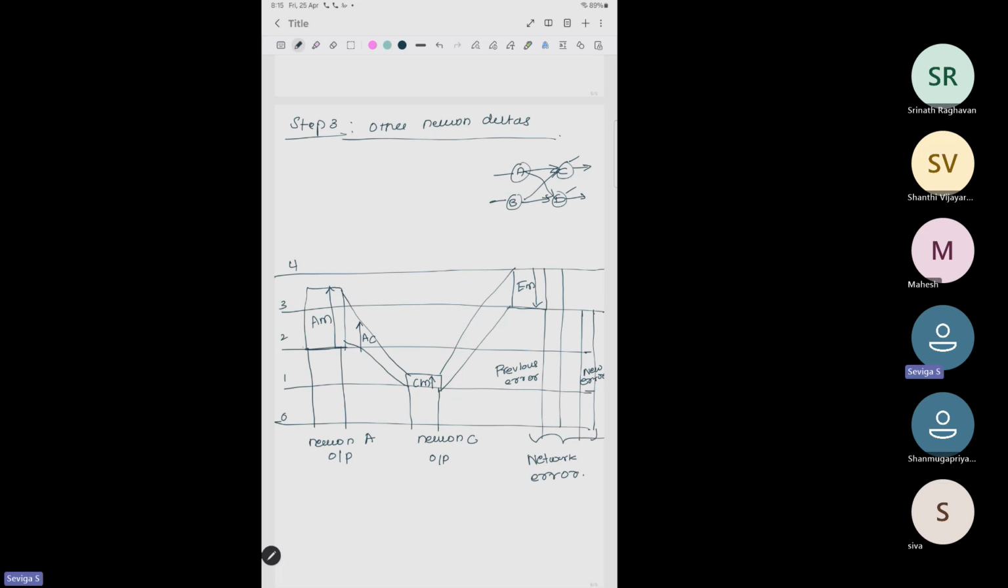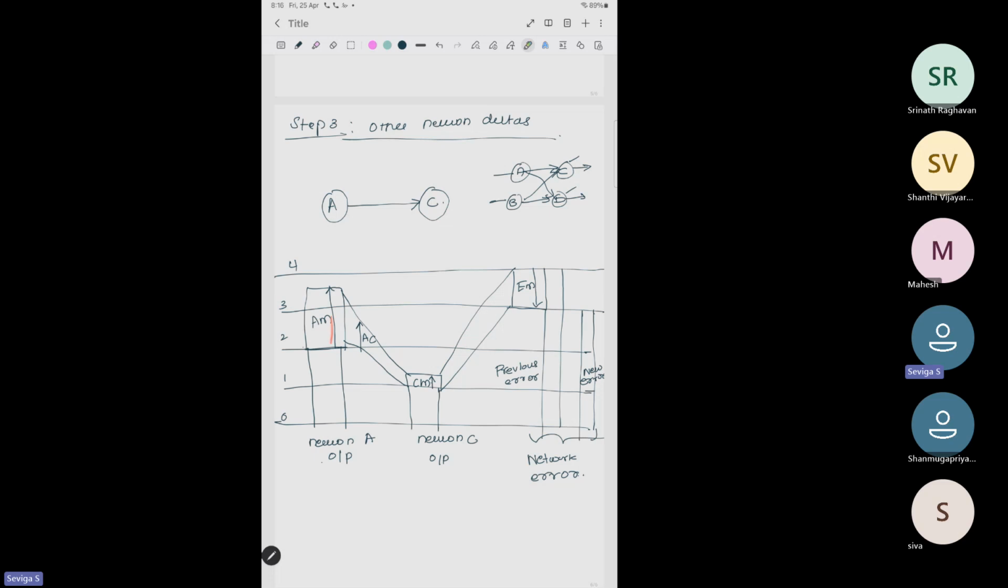So if you read this diagram from left to right, you have the outcome of A naught, you have the neuron C with its output, and you have the total network error.